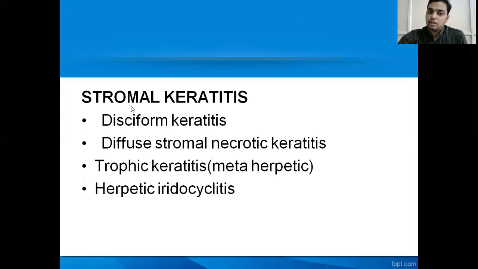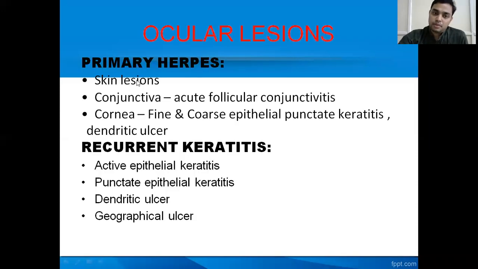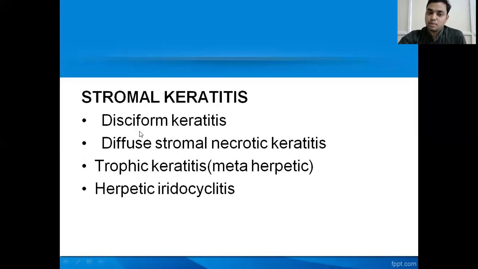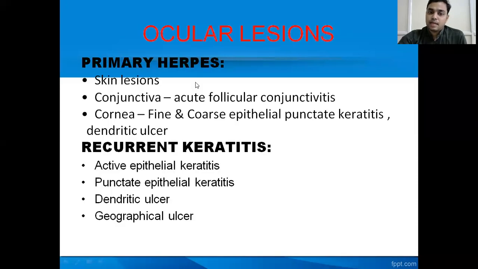Then the third characteristic type of ocular lesion in herpes simplex virus is stromal keratitis. Here the stroma is involved. In the first two types, only the epithelium and superficial stroma are involved. Here the mid stroma and deep stroma are involved. The different types of characteristic lesions are disciform keratitis, diffuse stromal necrotic keratitis, trophic keratitis, where the corneal nerves are damaged, and herpetic iridocyclitis, that is inflammation of the iris and ciliary body. So these are the different types of ocular lesions in herpes simplex virus infection.